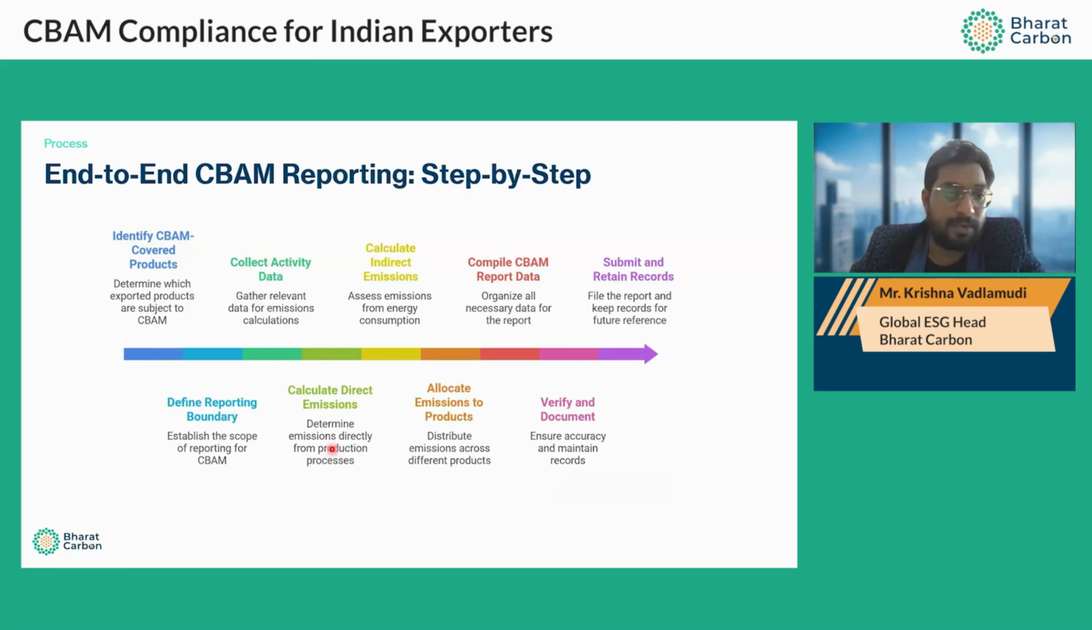After collecting data, there are two types of calculations you need to do. One is direct emissions, which are on-site emissions. The other is indirect emissions, which can be considered energy emissions used to produce a product. Once you do that, you need to allocate emissions to the product. Then compile the CBAM data. After you do all these calculations, you need to compile them as report data. Then you need to submit it to a verified auditor.